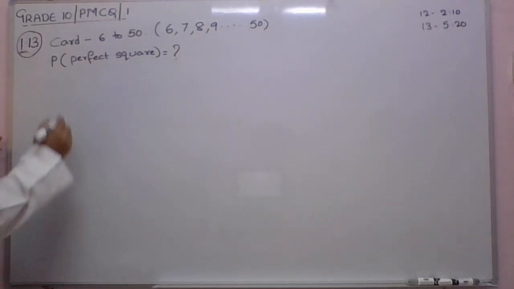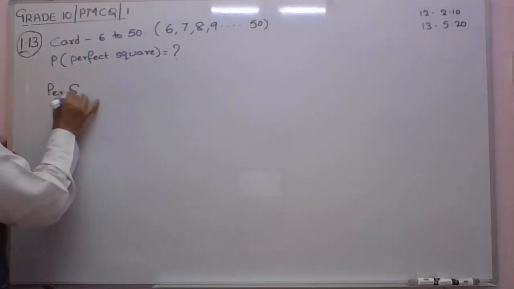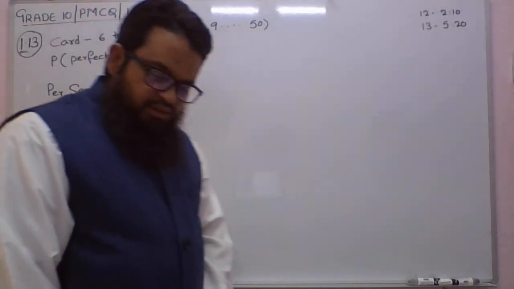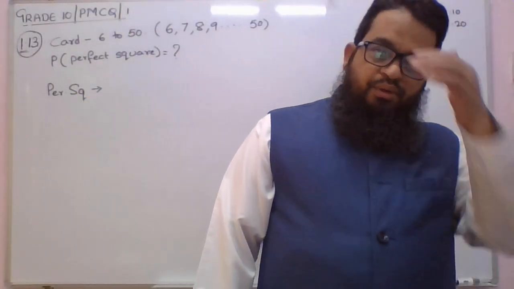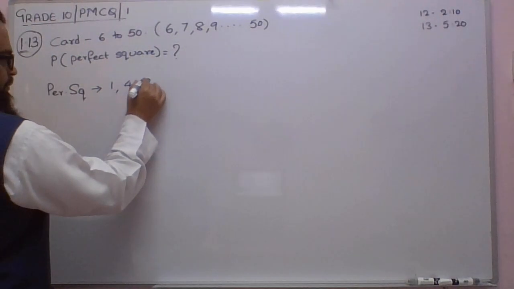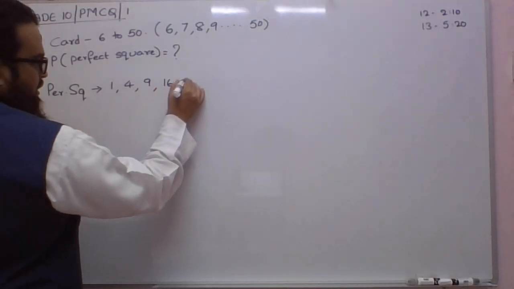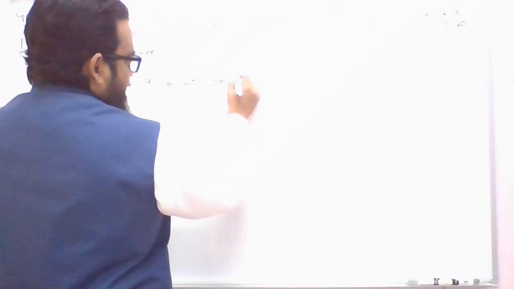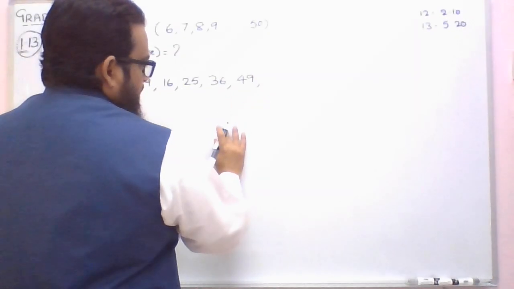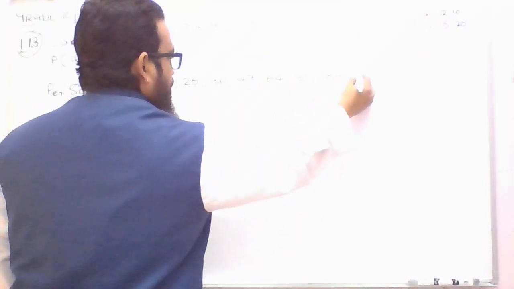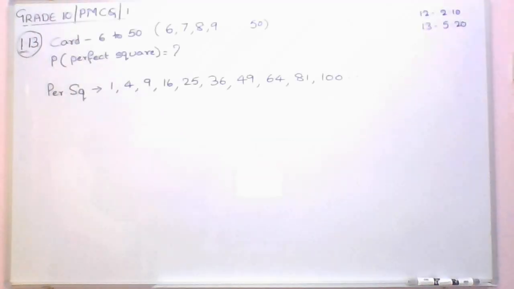Better you understand, first write what perfect squares are. We have studied what perfect squares are. The perfect squares are the numbers which you get when you multiply a number with itself. For example, 1 into 1 is 1, 2 into 2 is 4, 3 into 3 is 9, next 16, 25, 6 into 6 is 36, 7 into 7 is 49, 8 into 8 is 64, 9 into 9 is 81, 10 into 10 is 100, and so on. These numbers are called perfect squares.